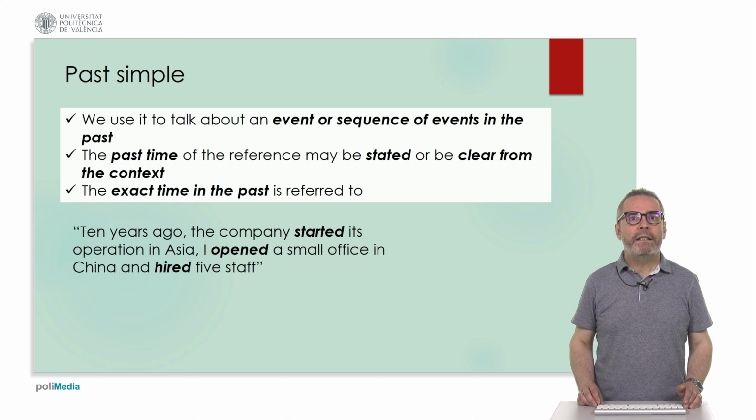We use this tense of the verb to talk about an event or sequence of events or actions in the past. The past time of reference may be stated, or sometimes it can be clear only from the context. In this case, the exact time in the past is referred to. We can see this example. 10 years ago, the exact time. 10 years ago, the company started its operation in Asia. I opened a small office in China and hired 5 staff. We can see here the use of past simple.